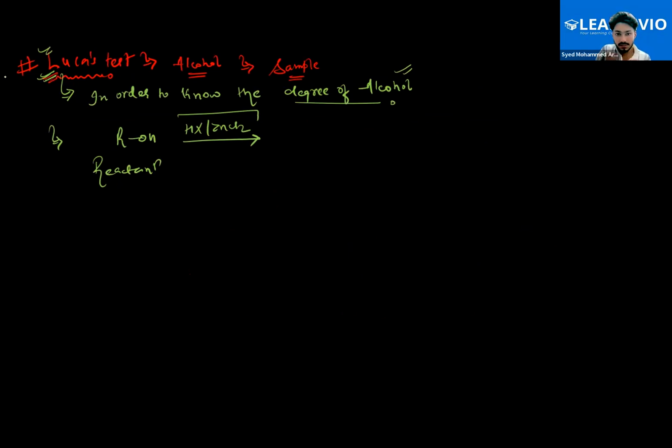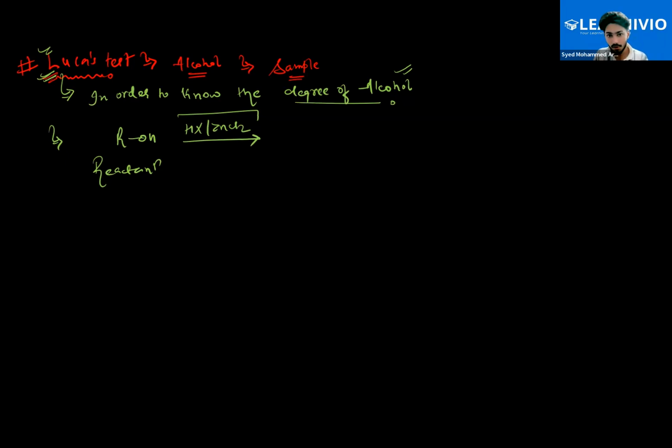Why? Because this reagent also tells us whether the alcohol is 1 degree, 2 degree or 3 degree, based on the speed of the reaction. If the reaction takes place at a faster rate, then it would definitely be a 3 degree alcohol. If it takes time, like 5 to 10 minutes, then it would be a 2 degree alcohol. If it is a 1 degree alcohol, the reaction will never take place.